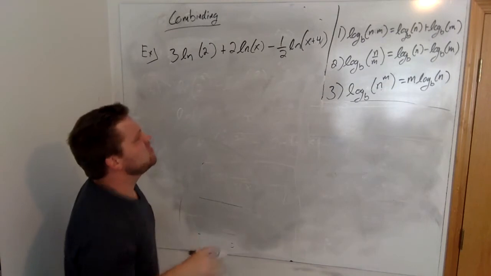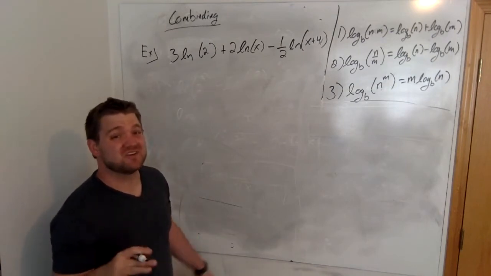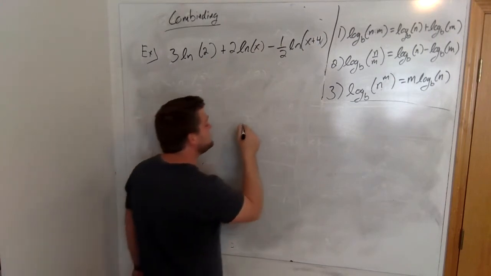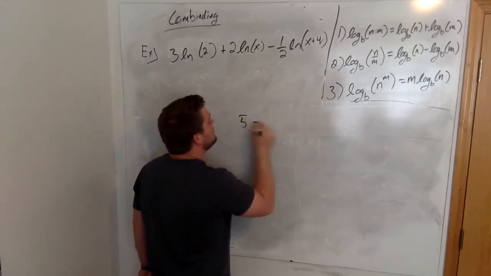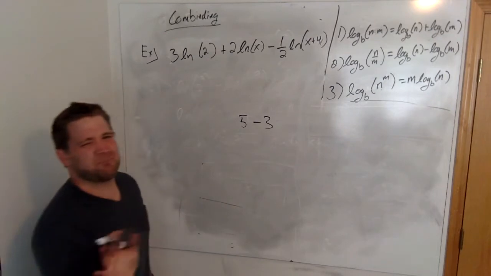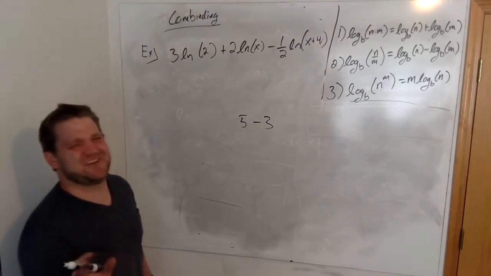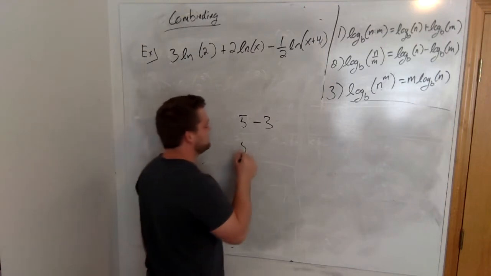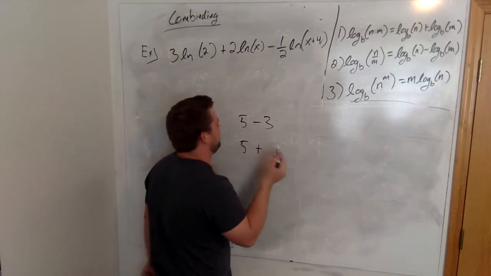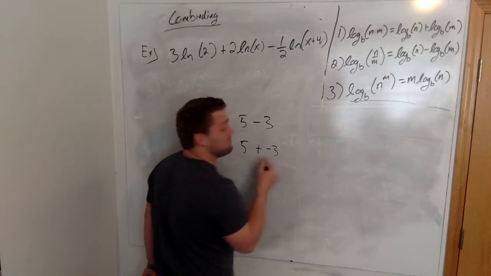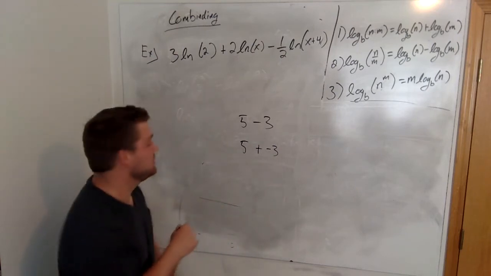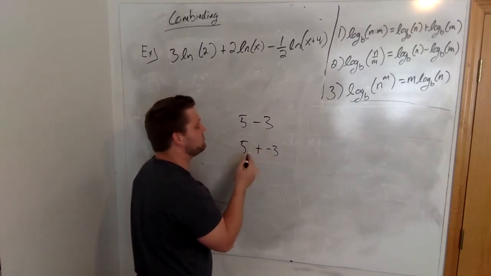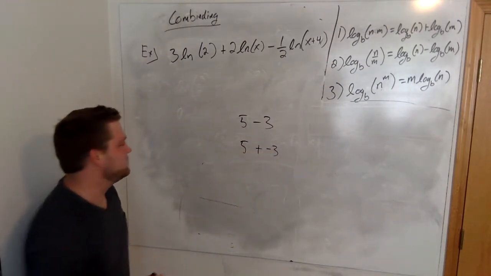Really, there is no such thing as subtraction. When I see 5 minus 3, I say, there is no such thing as subtraction. Subtraction is really just adding negatives. So when you subtract two numbers, it's just adding negatives.